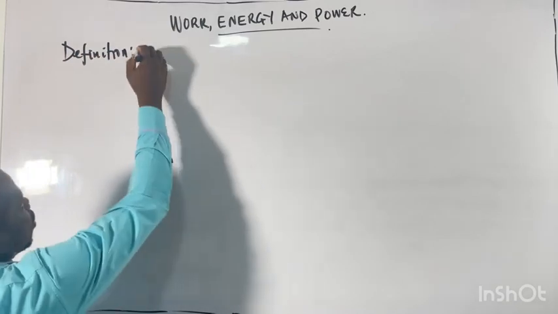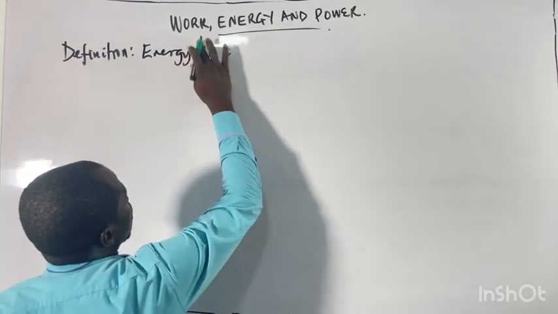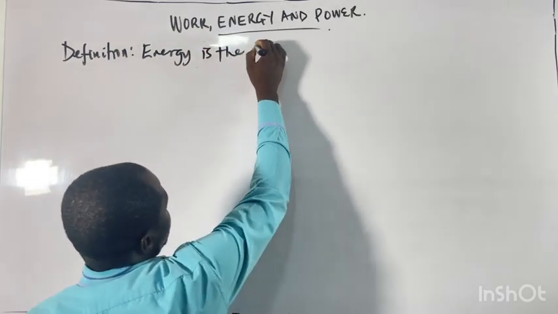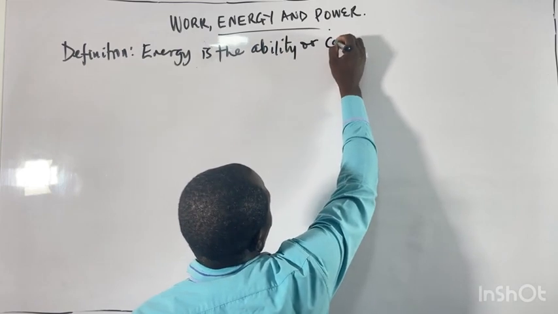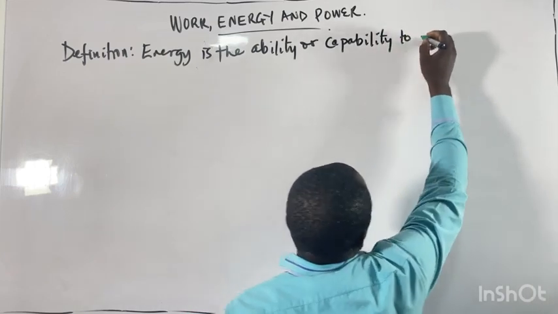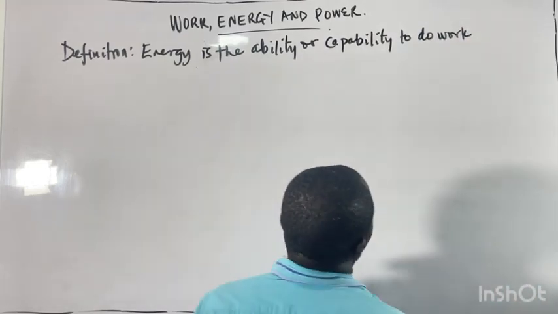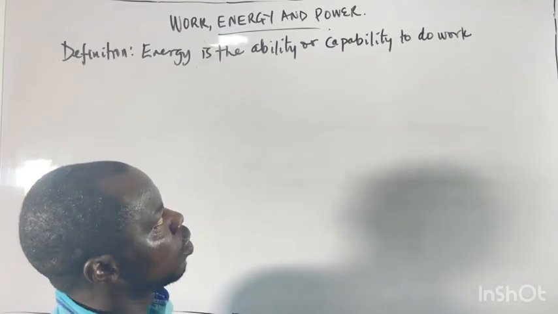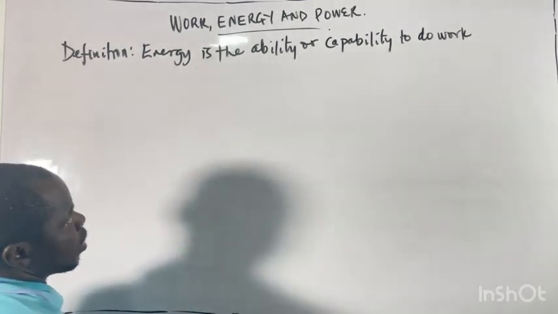The definition of energy is the ability or capability to do work. So when we talk about energy, it can be defined as either the ability to do work or the capability to do work. And here, that is what we can define as energy.